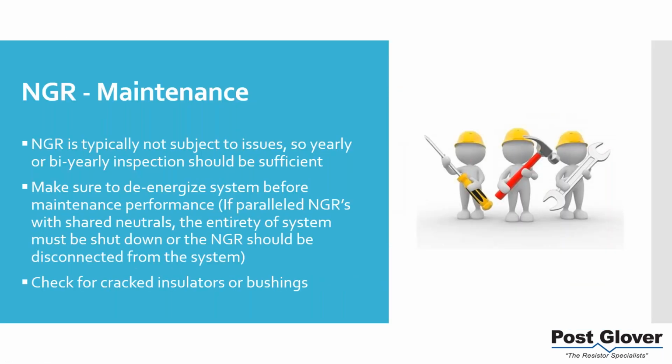In terms of maintenance, there are two different categories: low resistance ground and high resistance ground. I will say that low resistance ground is much less complicated. It's really a couple of connections. You have the incoming XO cable, you have the ground cable, and you potentially have a couple of CT secondary wires coming through. So it's not a complicated install in terms of wiring, but you should have some kind of a yearly or bi-yearly inspection.